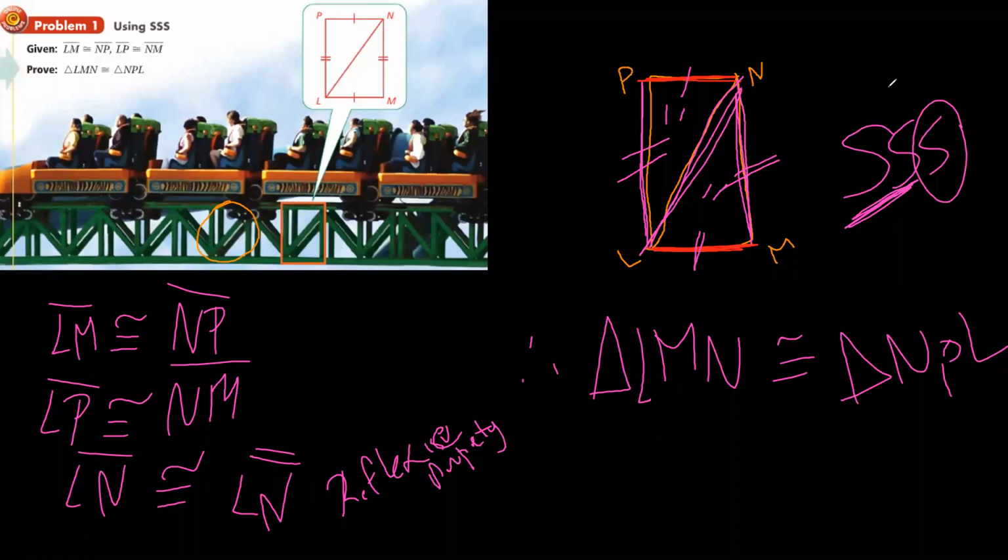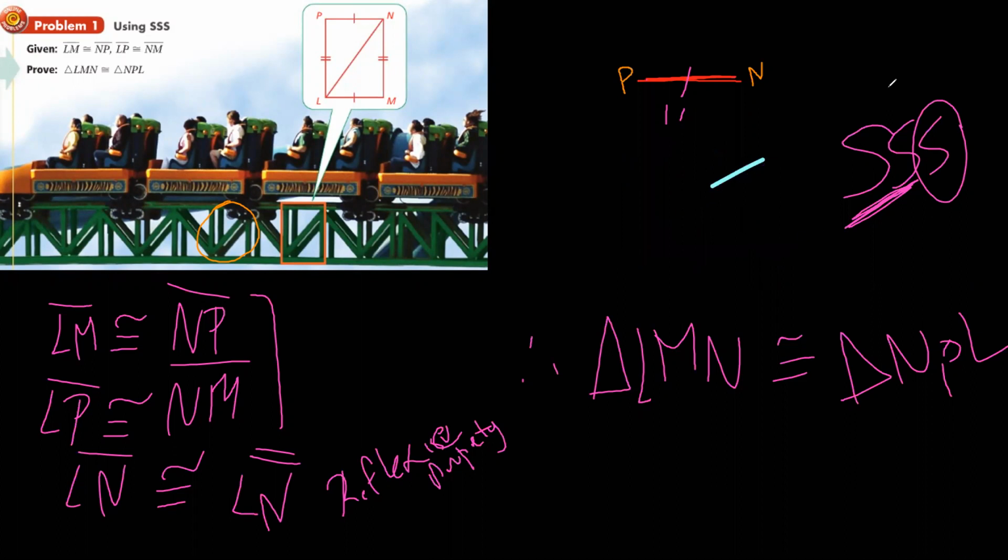Okay, now look here. I told you that if you say LM, you have to say PN. But here he said NP. Who can tell me why? Because of the order NPL and LMN. He's working by the order of the triangle. Did he work by the order? Yes, here LMN and NPL.